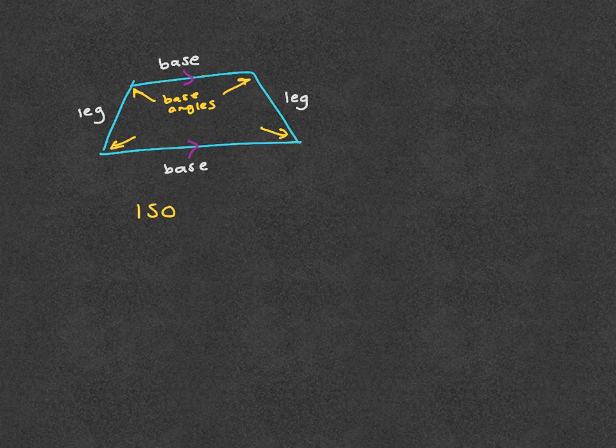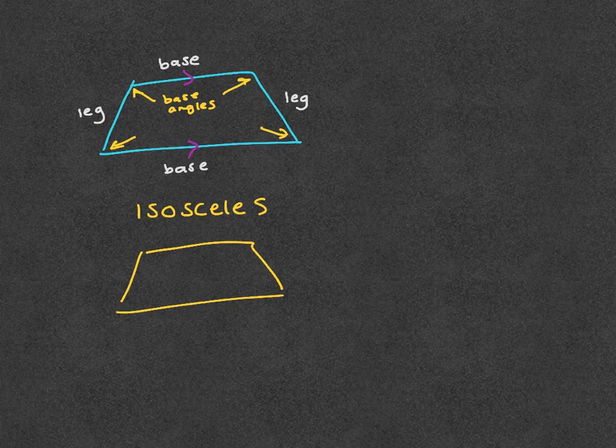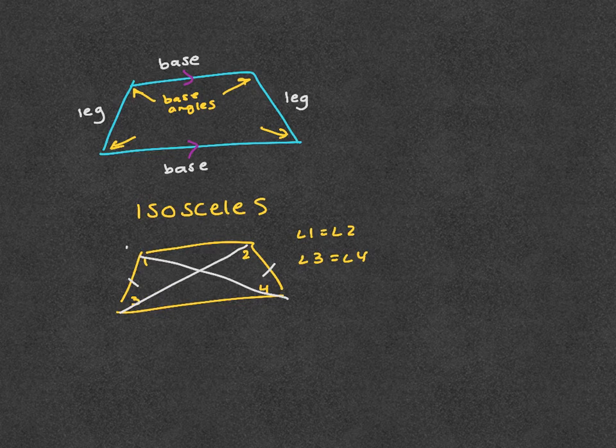Then we said if that trapezoid is isosceles, which means the two legs would be congruent, then base angles would be congruent. Angle 1 would equal angle 2. Angle 3 would equal angle 4. And also, diagonals are congruent. So AC would equal BD.